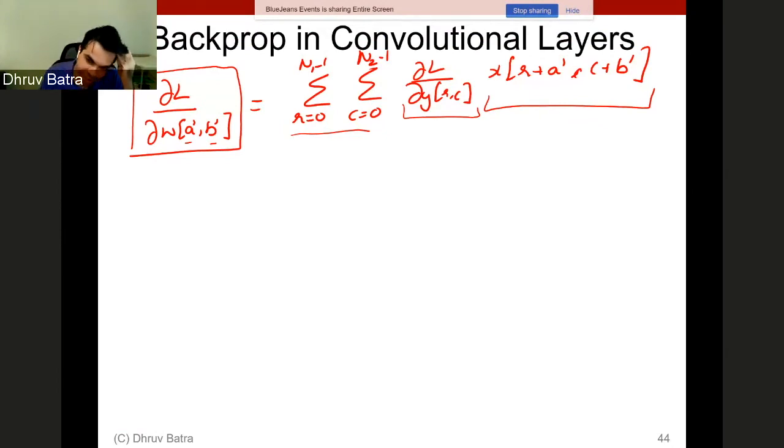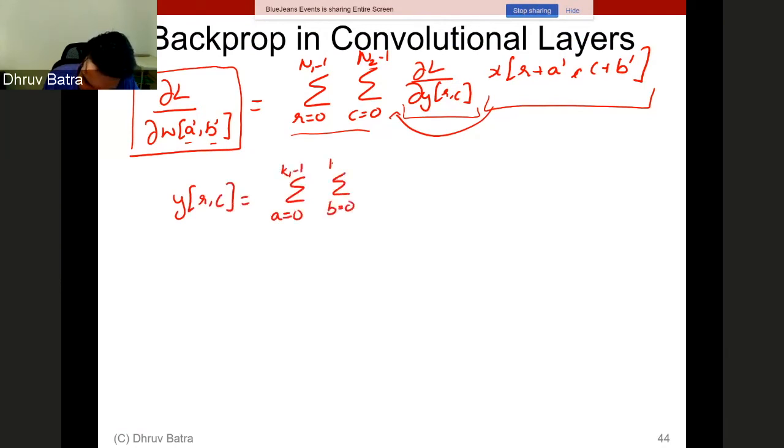Yep, convolution. This is a convolution, and if you're having difficulty seeing it, just swap these two terms. So remember, our convolution definition was Y of r, c is equal to the summation of a equals 0 to K1 minus 1, b equals 0 to K2 minus 1, X of r plus a, c plus b, times W of a, b. That's the definition of a convolution.